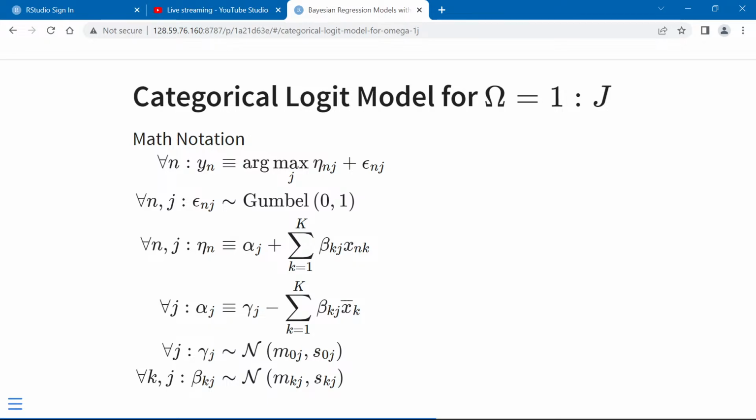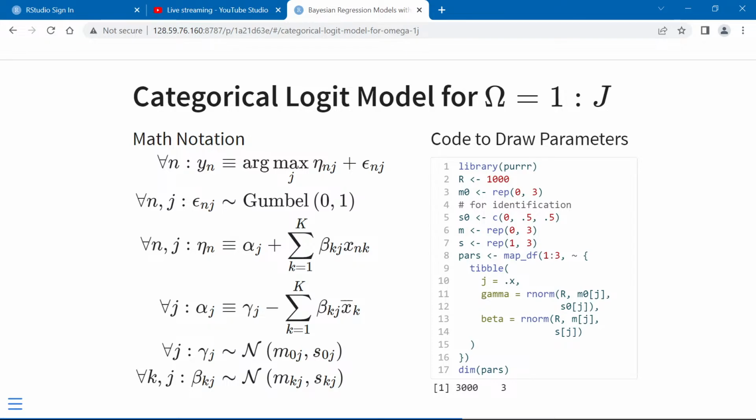So no order here. How would we draw from the parameter? So let's take 1,000 draws, whatever. We have to have a prior on 3 different intercepts relative to uncentered predictors, so we need a mean and standard deviation for that. I set the standard deviation for the first one, so little j equal 1, to be 0 for identification purposes.